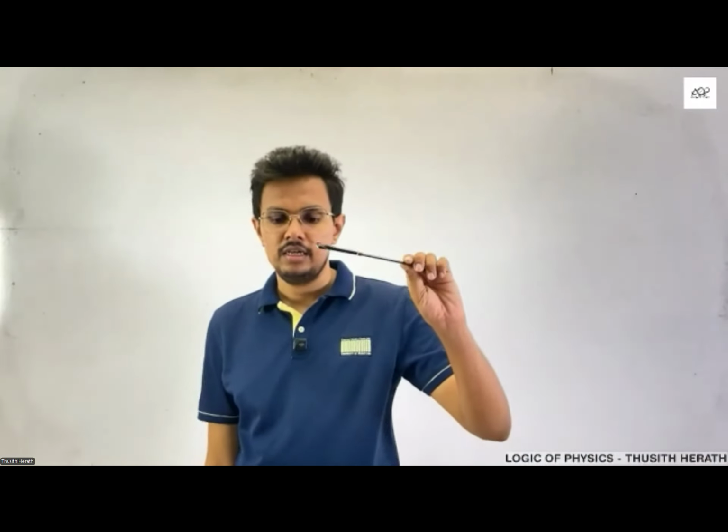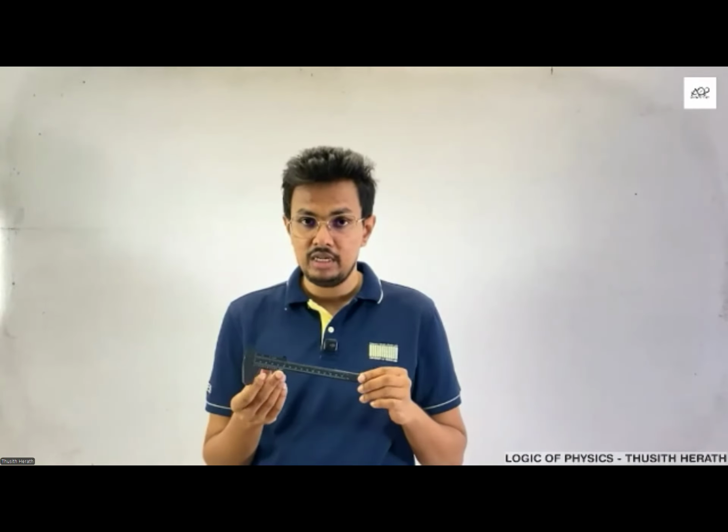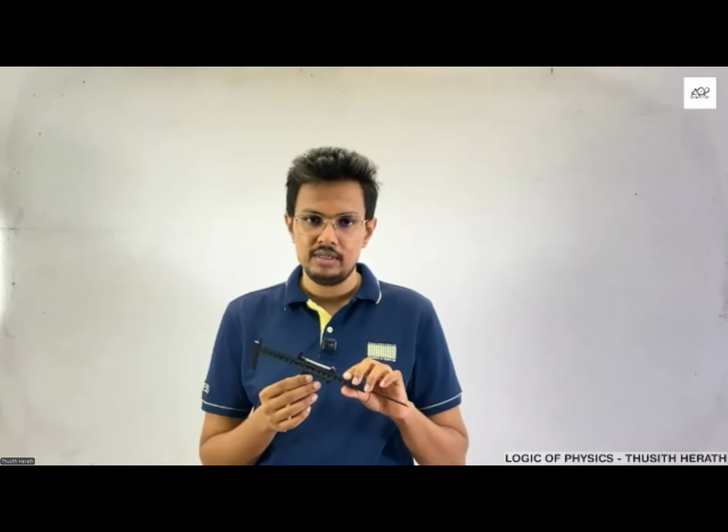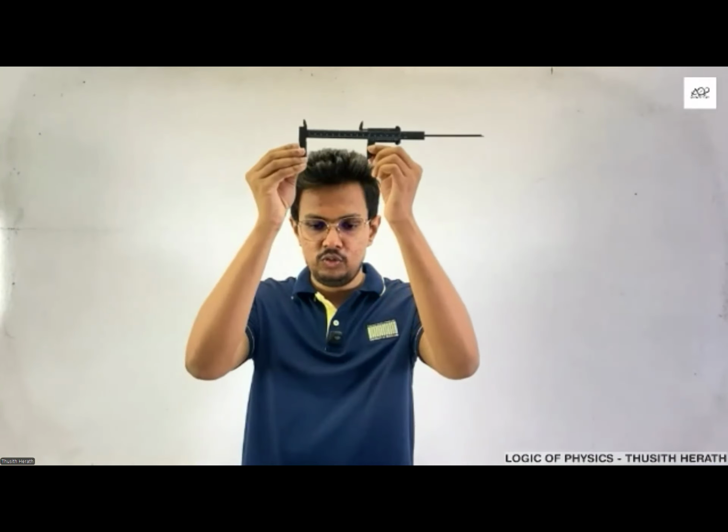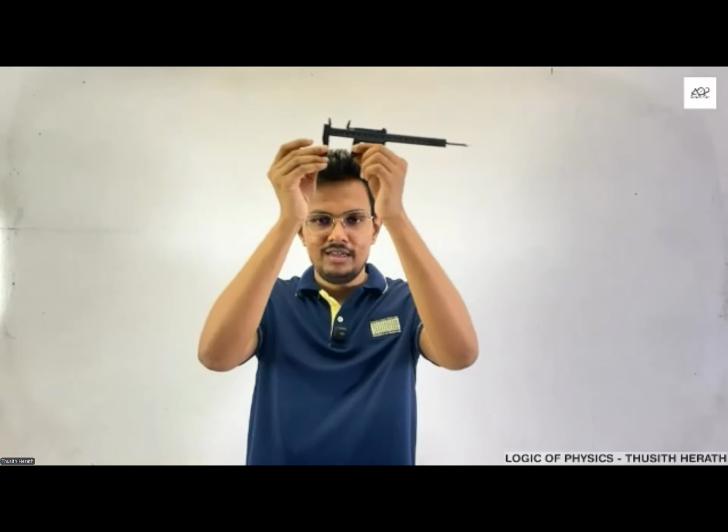Here is a Vernier caliper. This is not a Vernier caliper used on an industrial scale. This is a kind of toy item. But you can understand the principle of the Vernier caliper using this, right? You can see.